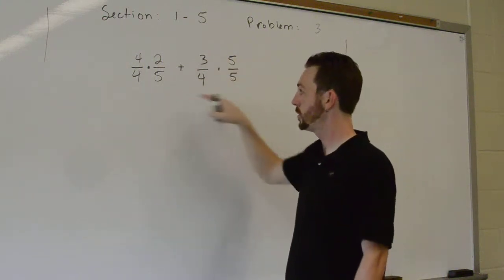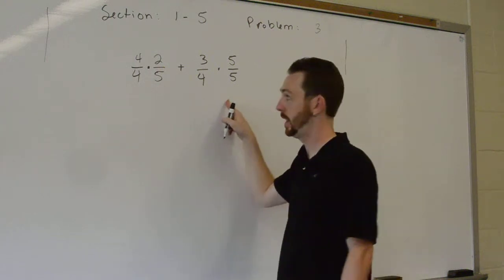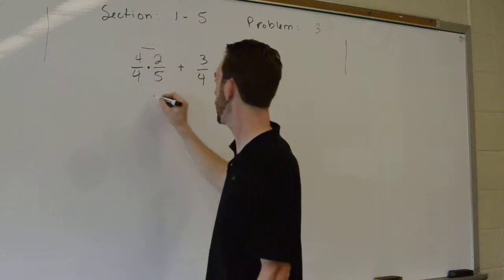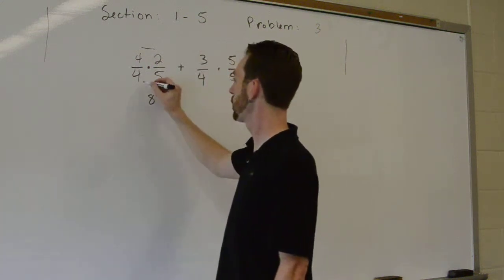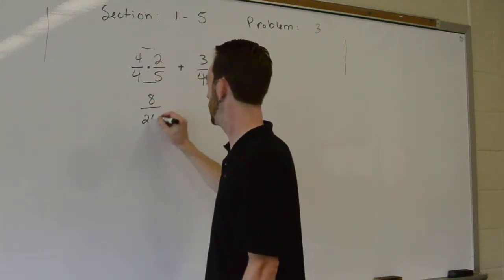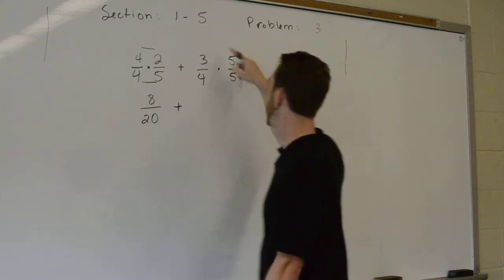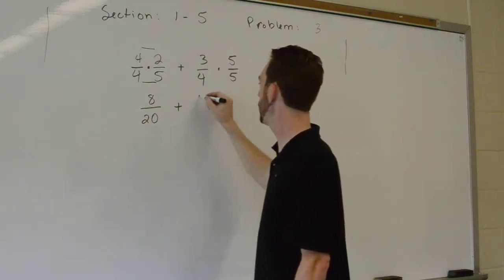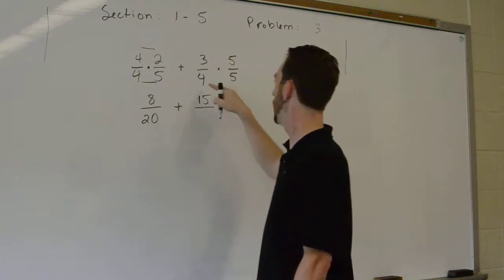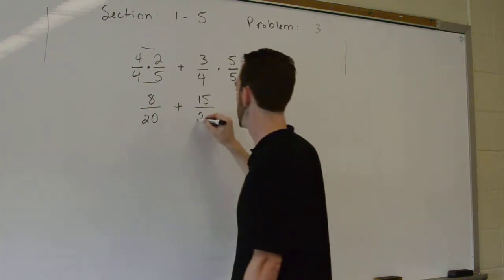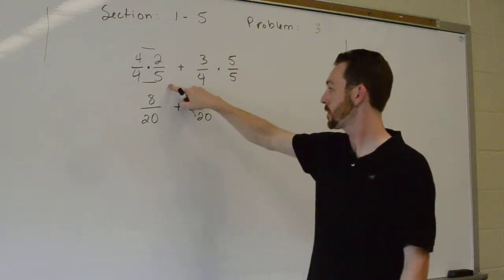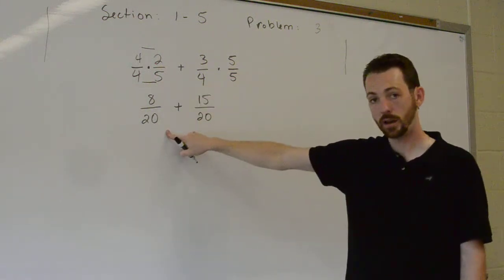Now we need to go through and do each of these multiplications independently. So when we multiply fractions, we just multiply across. We have 4 times 2 is 8, and 4 times 5 is 20. And to that we add these two multiplied together. So on the top here we have 3 times 5, which is 15, and 4 times 5, which is 20. So now we've changed those two original fractions into fractions that have a common denominator.